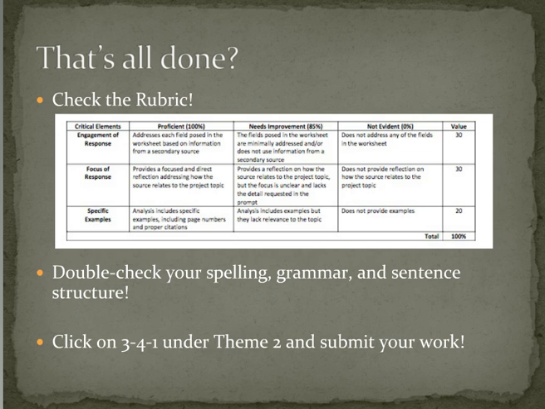Now that you've double-checked your spelling, your grammar, and your sentence structure, you click on 341 under Theme 2 and submit your work, and then you head off.